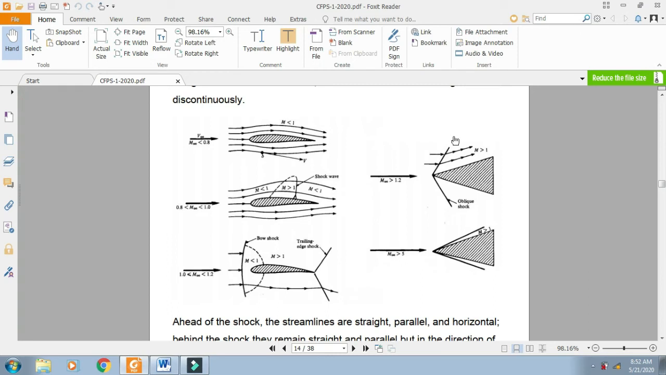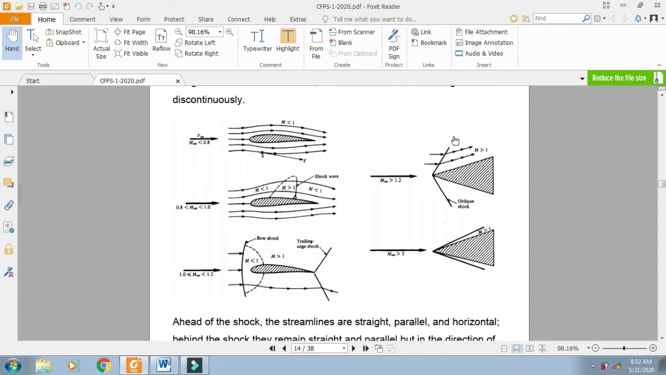When the oblique shock occurs, usually the flow remains in the supersonic region. Suppose initially the Mach number is 1.3. When the oblique shock occurs, the Mach number locally is, suppose, 1.1. So 1.3 and 1.1 are both greater than 1. So this type of flow on an overall basis is termed as supersonic flow. The basic definition of supersonic flow is M greater than 1.